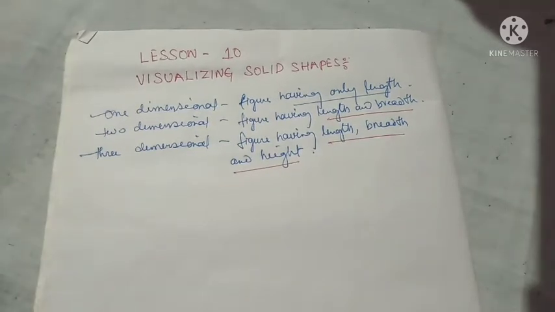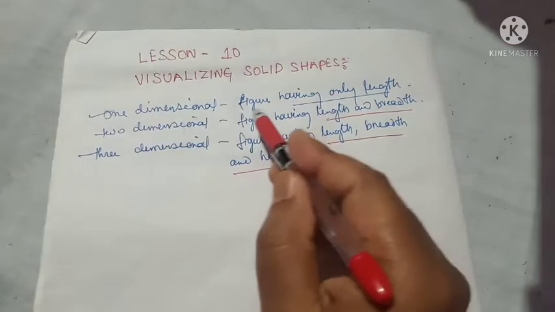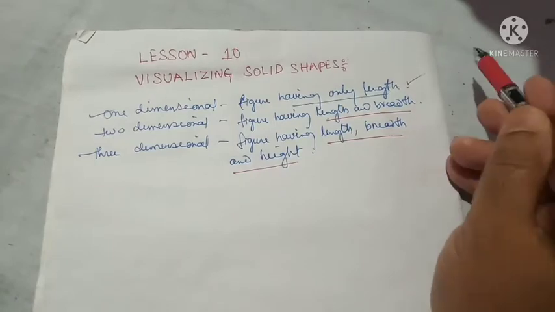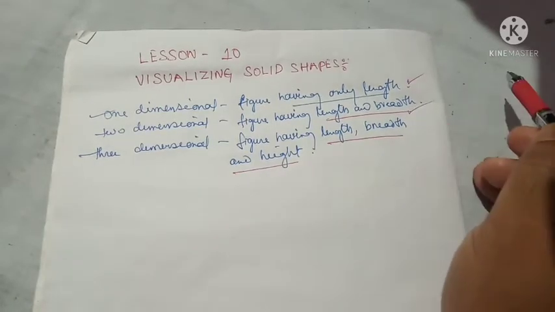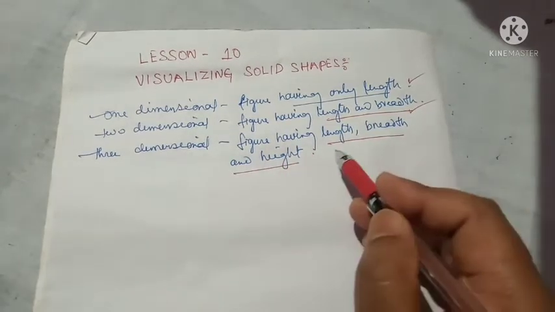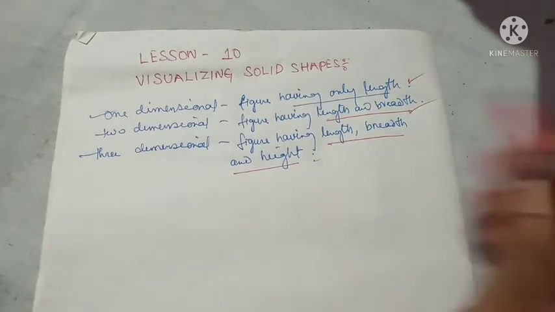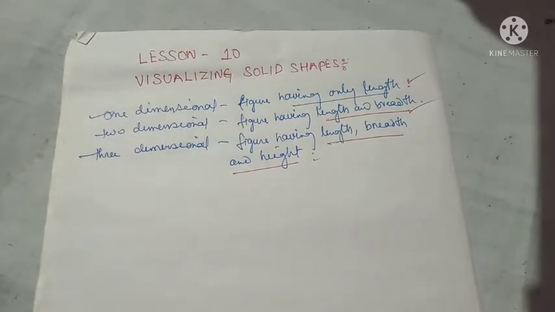So in this visualization, the example of one dimension is a line segment, of two dimension is a rectangle, and of three dimension is a cuboid.